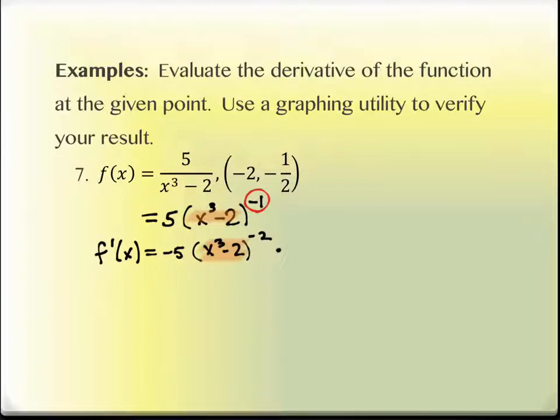Now I'm ready to do the derivative of the inside. So what's the derivative of x cubed minus 2? 3x squared. And then that's it, right? Because the 2 part is 0.